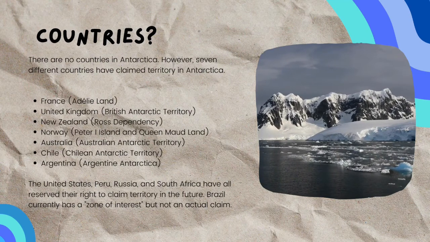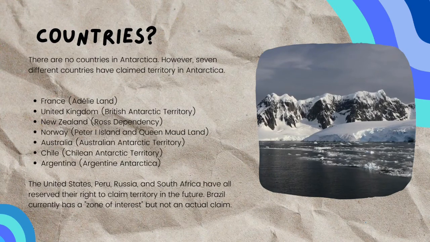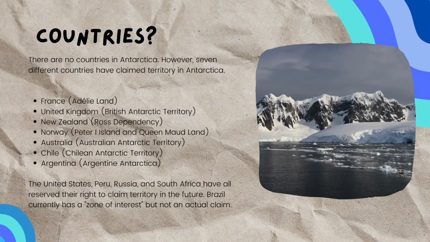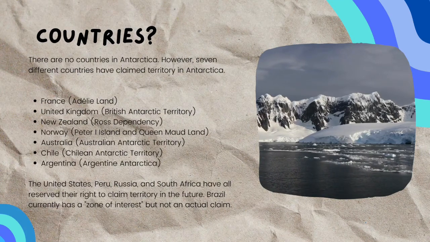The United States, Peru, Russia, and South Africa have all reserved their right to claim territory in the future, and Brazil currently has a zone of interest but not an actual claim.